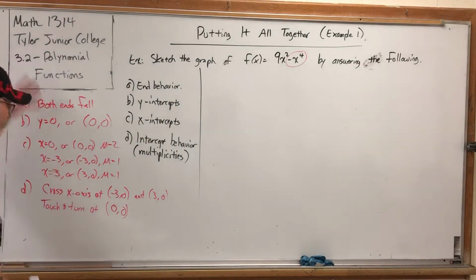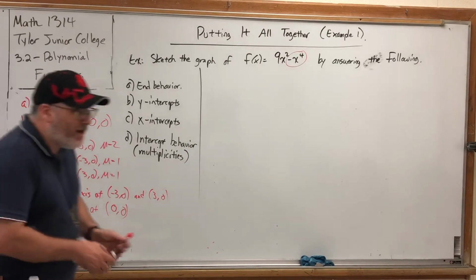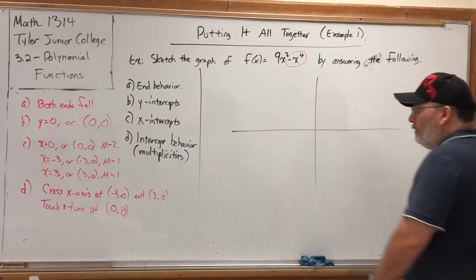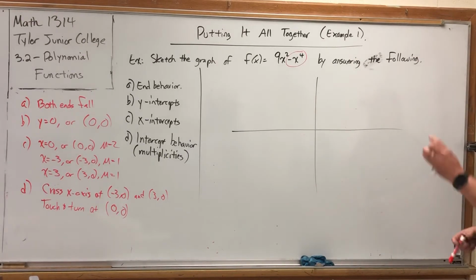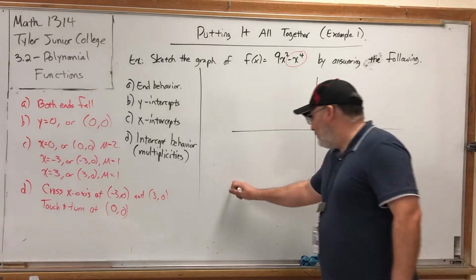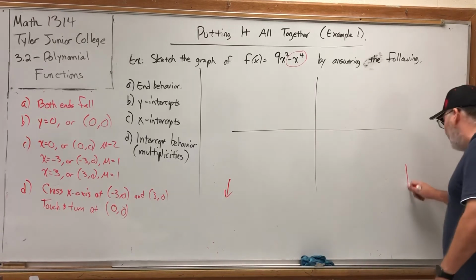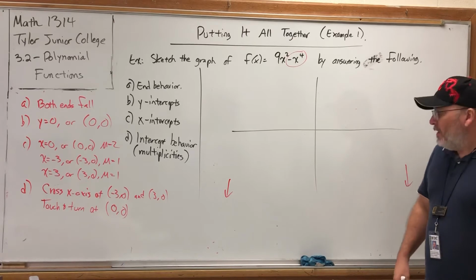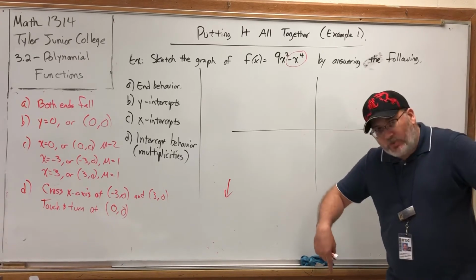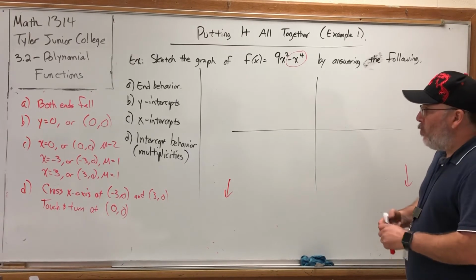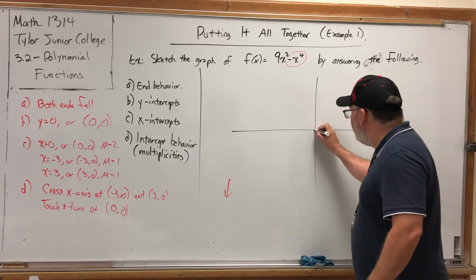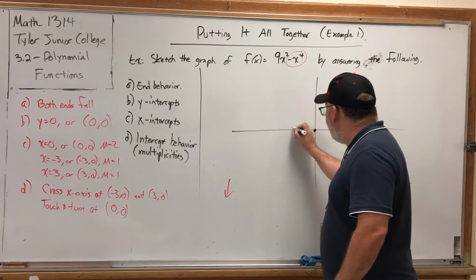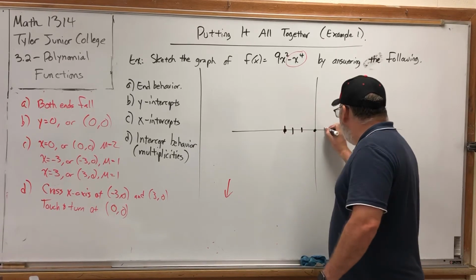Okay, so here's all the information we know about this graph. Let's see how easily we can sketch it. Let's start with the end behavior. To represent both ends falling, I'm going to draw an arrow pointing down on the left and on the right. And that doesn't mean I'm going to connect them to make the graph. Those are just visual reminders that both ends will fall. We have a y-intercept at 0, so we'll put a dot here. We have x-intercepts at -3 and +3, so back 3 and to the right 3.